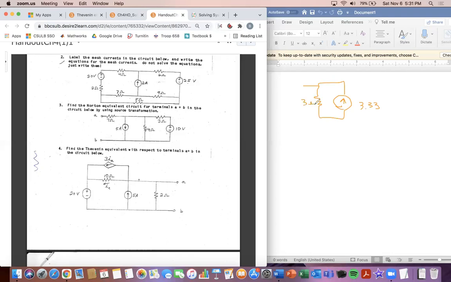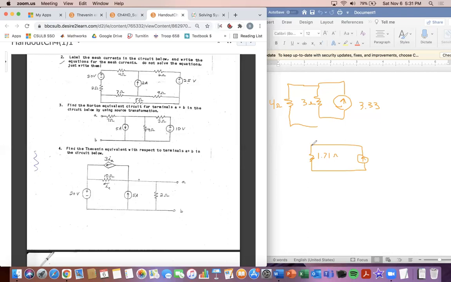Now, since we did a source transformation, we have this 4 ohm resistor here. And we're going to do the parallel equivalent of those two. And so the parallel equivalent of 4 and 3, what you do is 4 times 3 divided by 4 plus 3. And I got 1.71 for this resistance value here. So 1.71. And then we still have our current source.